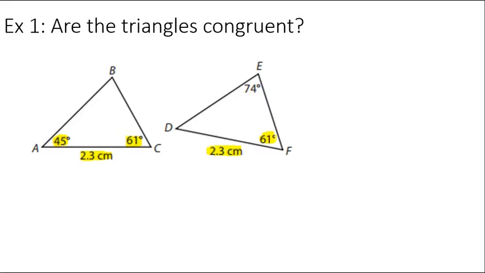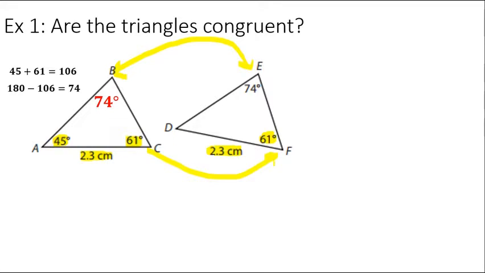So we're using the triangle sum theorem. We add up all three angles in the triangle and they add up to 180 degrees, or they're supplementary. So first of all, we take the two given angles, add them, it gives us 106, and we subtract that from 180, so we get 74. So that means angle B is 74, which means that angle B and E correspond to each other. Same thing with angle C and F. So that just leaves angle D.